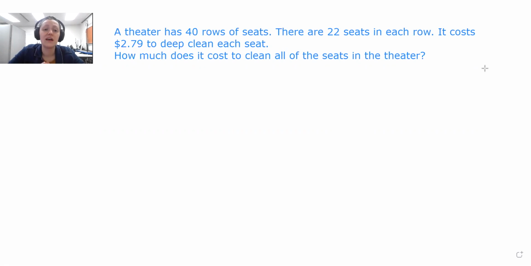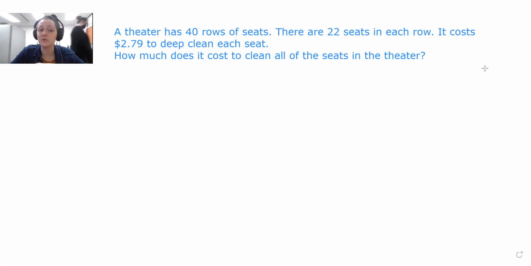So this problem says a theater has 40 rows of seats. There are 22 seats in each row. It costs $2.79 to deep clean each seat. How much does it cost to clean all of the seats in the theater? So I'm going to use my cubes method for solving story problems to help me figure this one out.